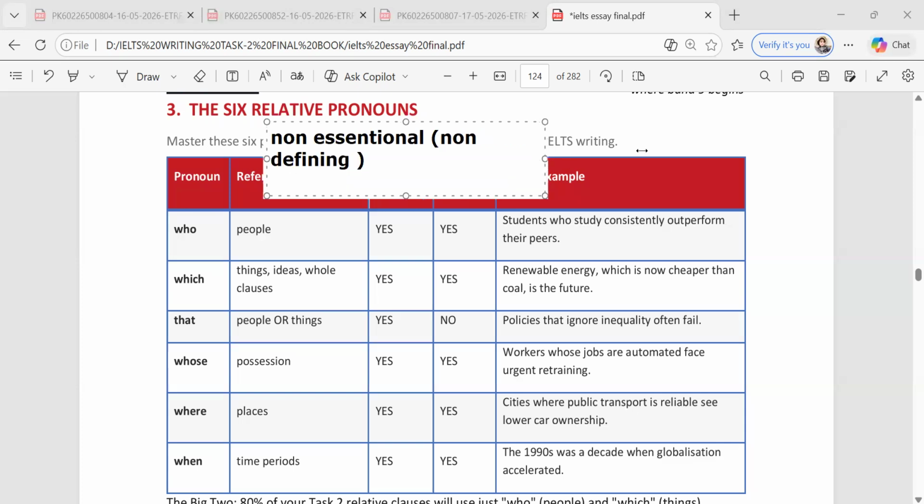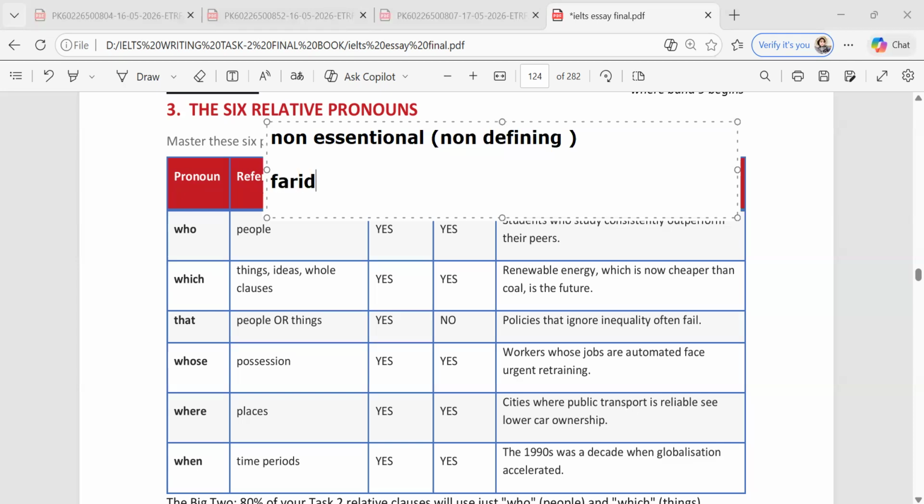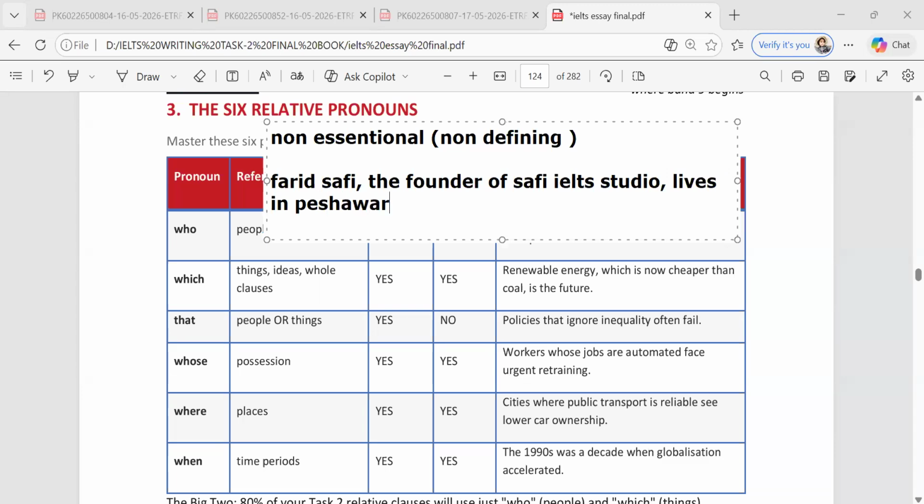If something is not essential, but you want to add it, no problem. For example, let me write down Farid Safi. If I put a comma, Farid Safi, Claire, the founder of Safi IELTS Studio, comma, lives in Peshawar. Now let's start taking. Can you see here? I have added some information, and the information I put here is non-essential, we don't need it. Even if I remove this, my sentence still conveys the full message.